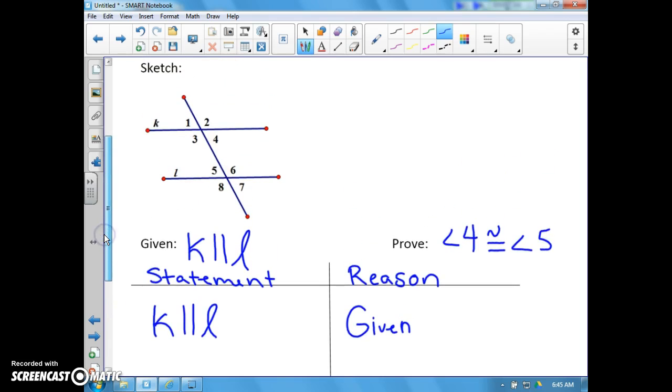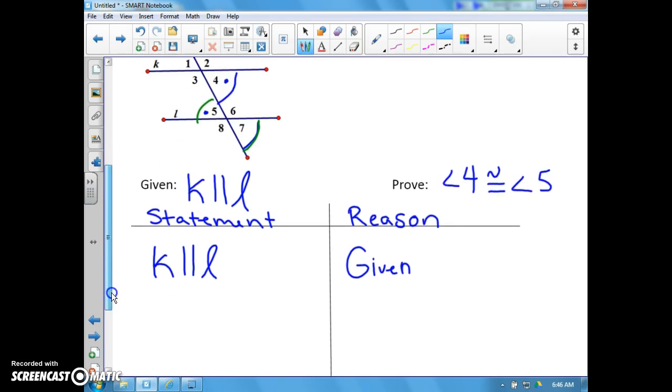Now, I really only know one tool right now to help me with this proof. I know the corresponding angles postulate. And if I'm trying to prove 4 congruent to 5, I am going to need some help. Well, looking at this, I see that 4 and 7 are corresponding angles, so therefore they must be congruent. And then I see that 7 and 5 are vertical angles, so they're congruent. So I think that's the path I'm going to take.